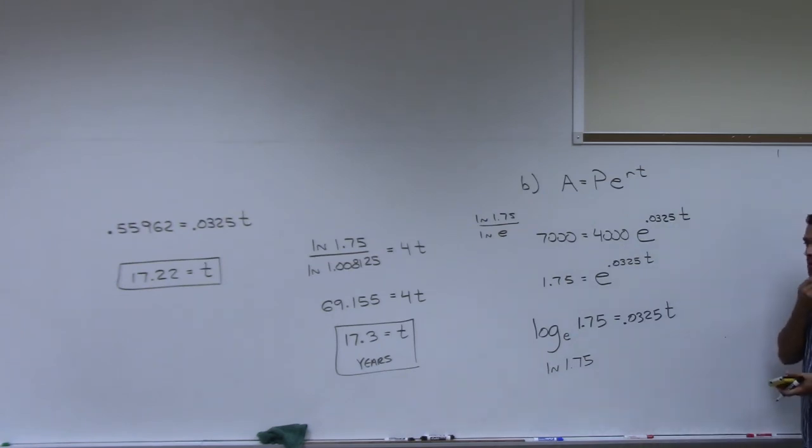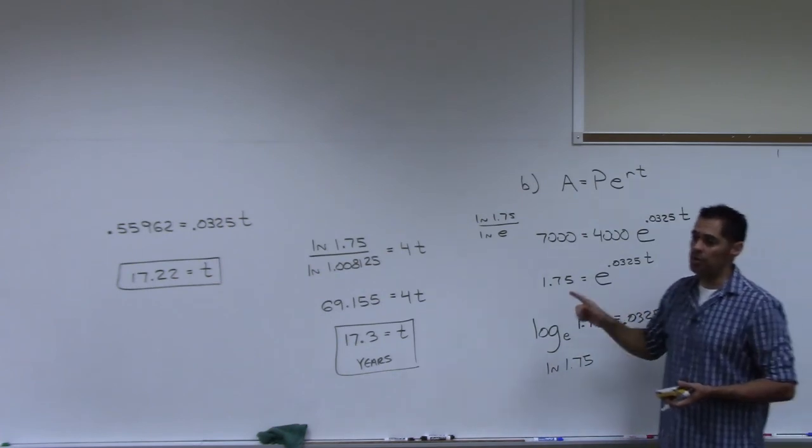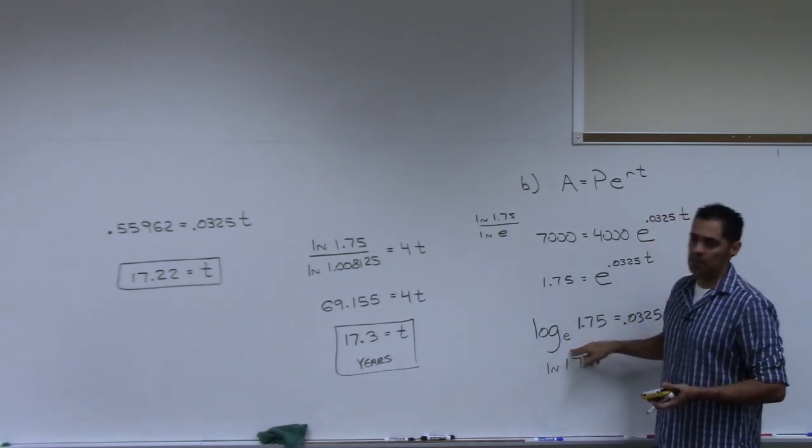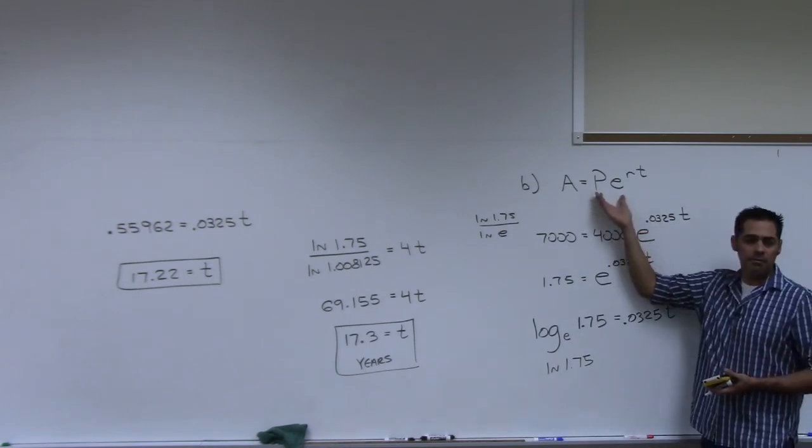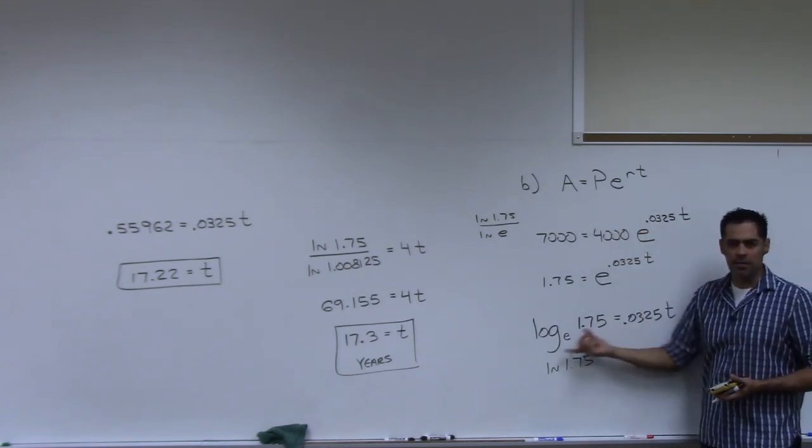Is that clear? But you do see how in the previous problem you couldn't do this because it wasn't base E. That's why this formula is preferred, because this part right here is a lot easier to compute.